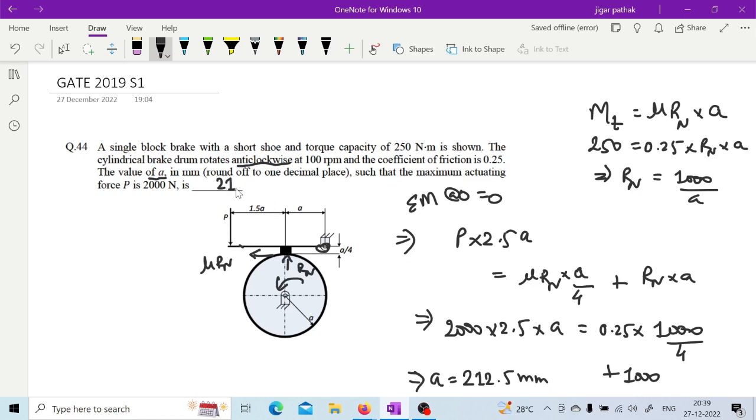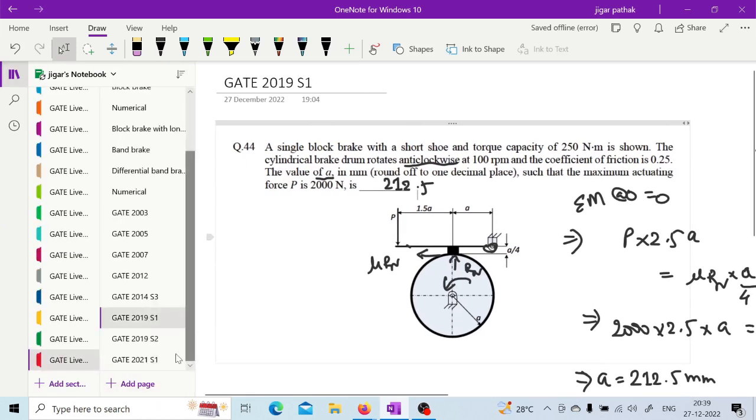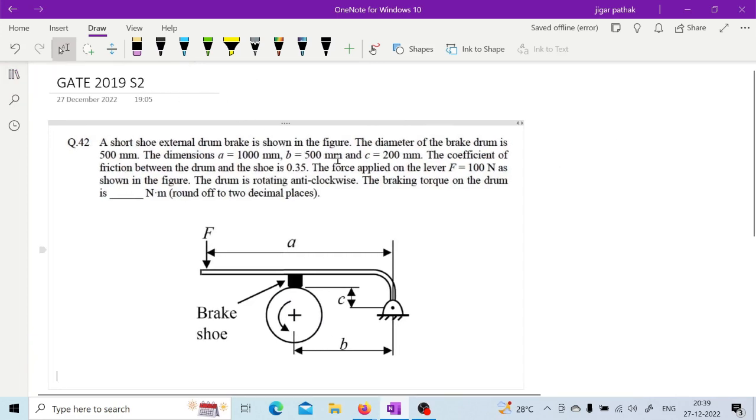All of you are getting this? Okay. Now, next is a short shoe external brake, shown in the figure. Diameter of the brake drum is 500. A is this, B is this, C is this. Coefficient of friction, all of the things are provided, right? The drum is rotating anti-clockwise. I guess you can do this, right? It is simple only. All the data are provided, right?